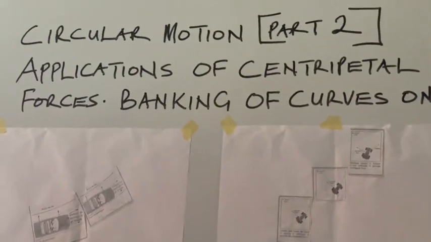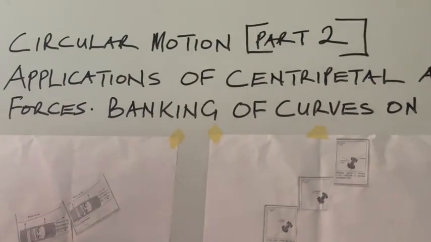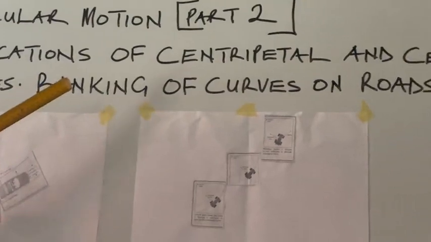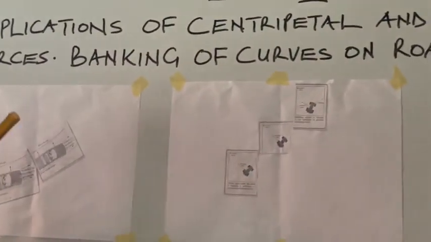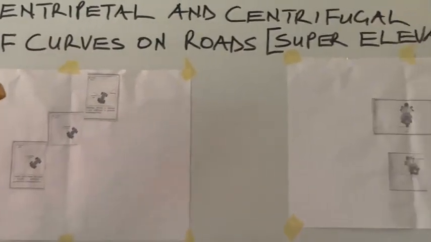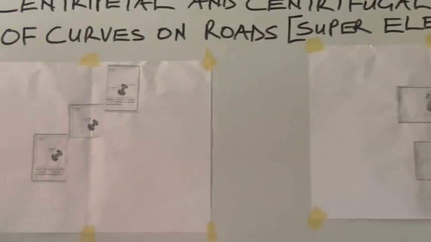To this section of circular motion part 2. Now we're talking about applications of centripetal and centrifugal forces. Today we're going to look at banking of curves on roads. We also call it super elevation.